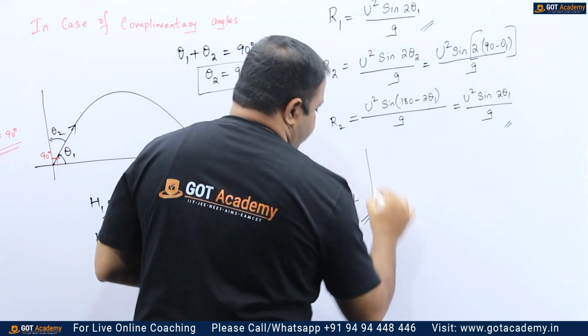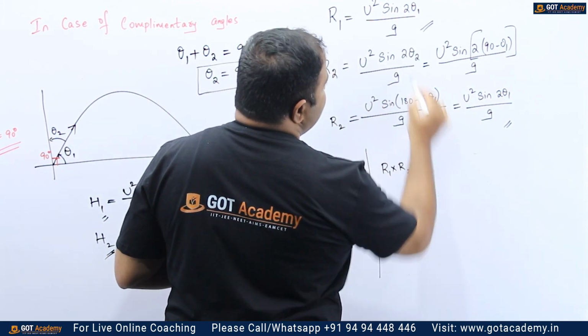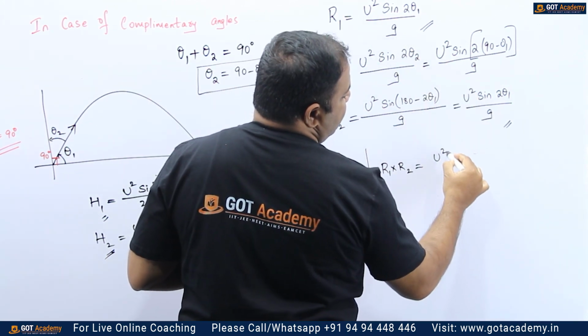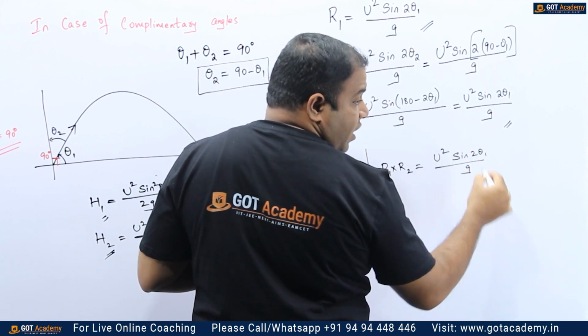So if I perform R1 into R2, what am I going to get? Since both are of the same value, I'll get u square sine 2 theta 1 by g, whole square.